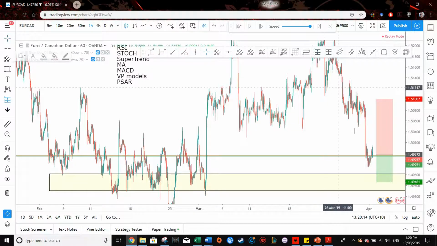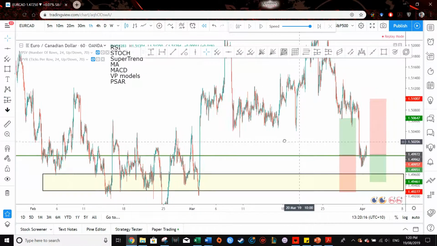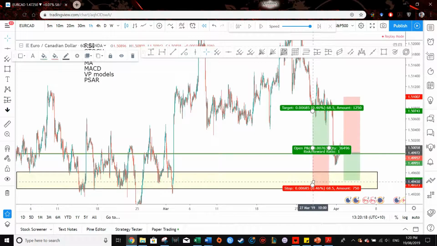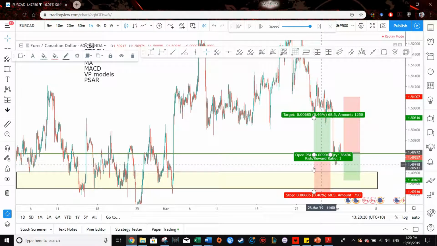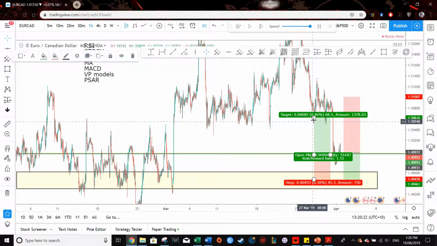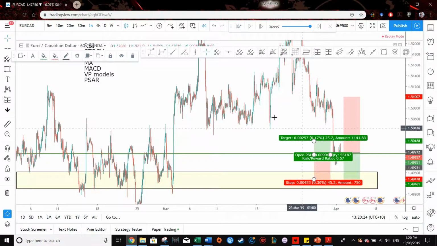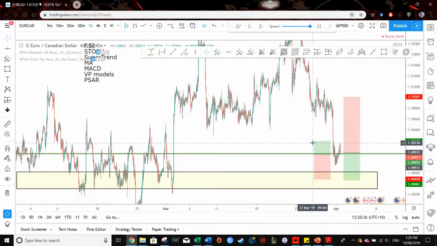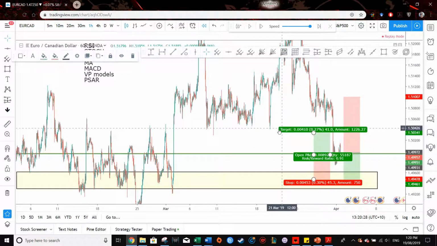What I feel like is that it's probably just going to go sideways. So I'll put mine there, and I'll put my take profit there-ish. Pretty small take profit. Actually, nah, I'll put that. Okay, so there's what I reckon.